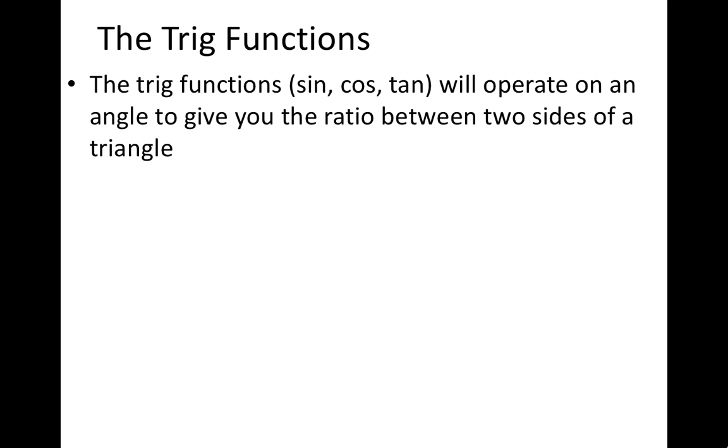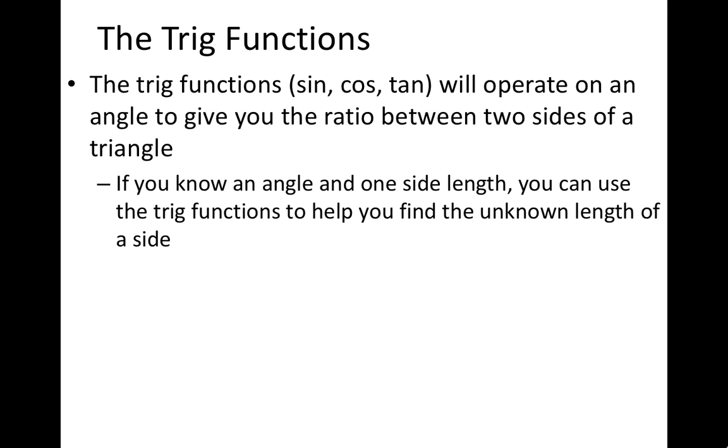The three basic trig functions, sine, cosine, and tangent, operate on angles to give you the ratio between two sides of a right triangle. And the utility of the trig functions comes in when you know one angle and one side length. You can then set up an equation with the trig functions to find an unknown length.